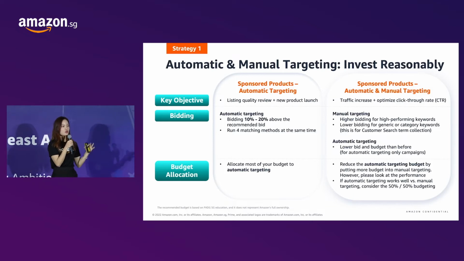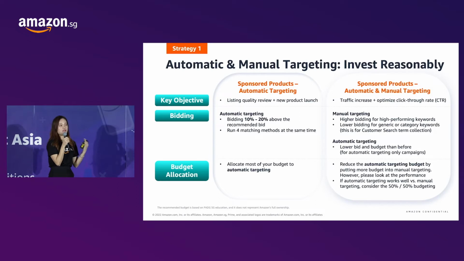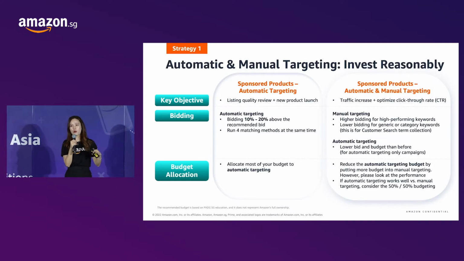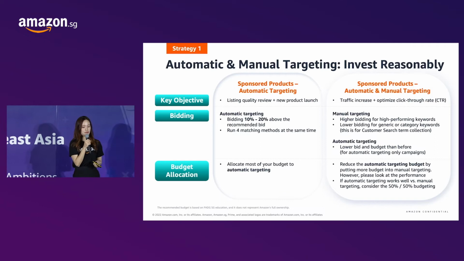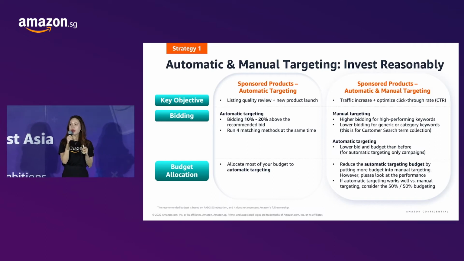For automatic, you can lower the bid a little bit, and the budget as well. So basically, you're operating manual and automatic in parallel. You're doing it in parallel from the budget's point of view, operating the 2 different campaigns at the same time, automatic and manual.